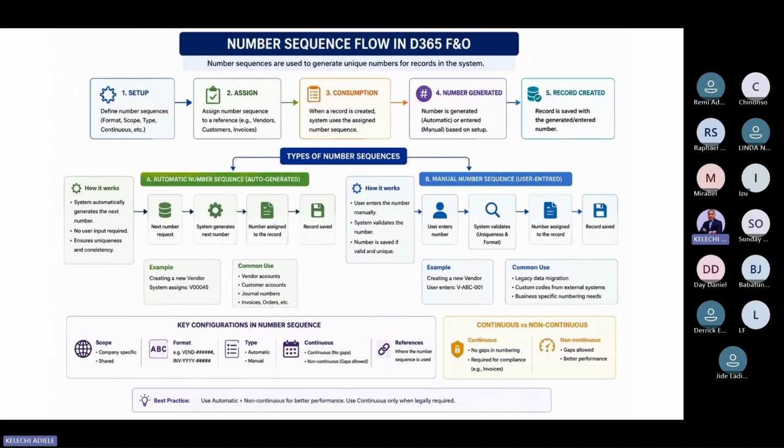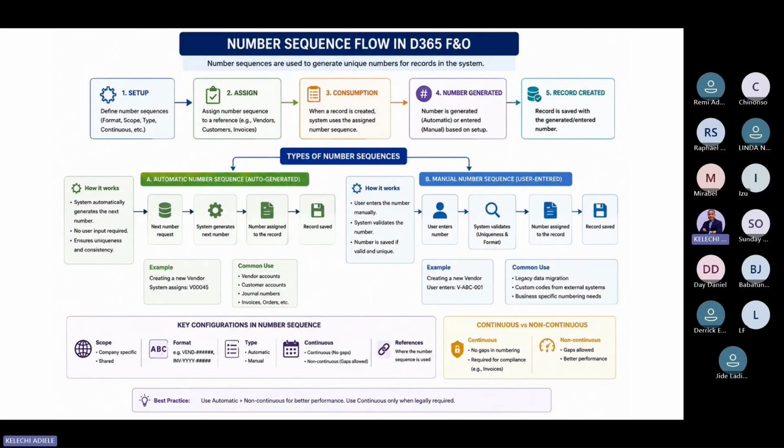With automatic numbering, the system automatically generates the next number, no user input required, ensuring uniqueness and consistency. That's why it's very important that we use automatic number sequences. For the manual number sequence, the users enter the number manually, the system validates the number, and the number is saved if it's valid and unique. That's a lot of work. For example, the system will have V0045, but a user can put V-AB-01. So it's a lot of work when you do that manually.